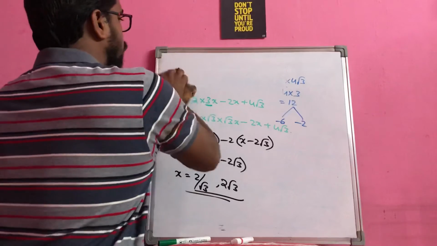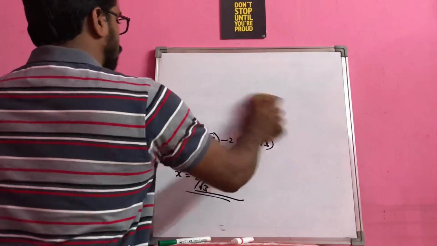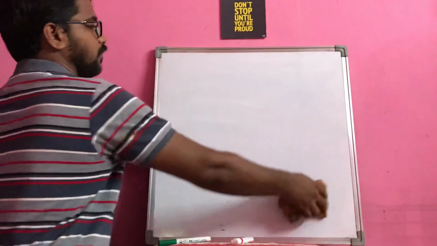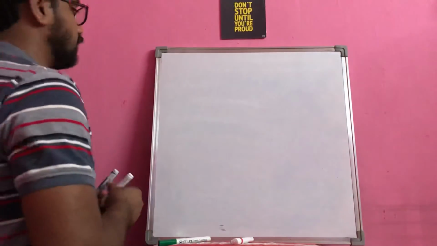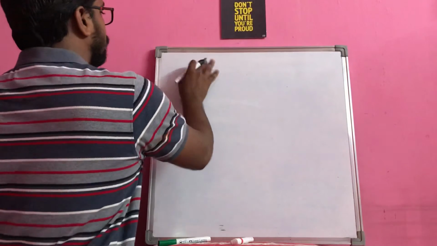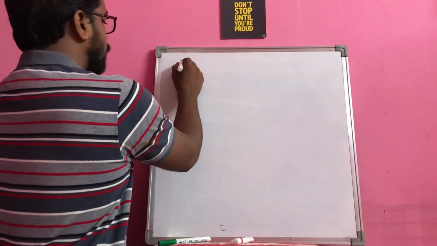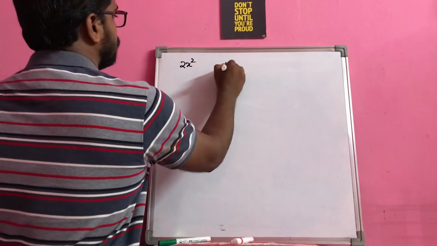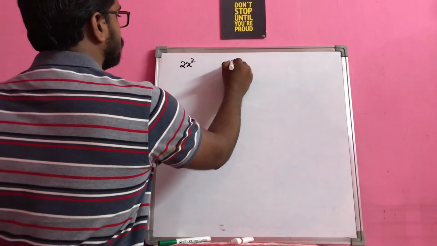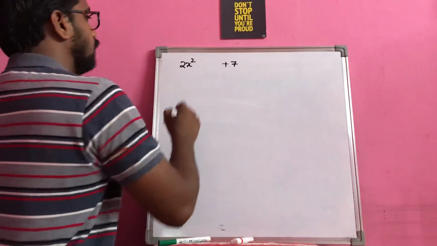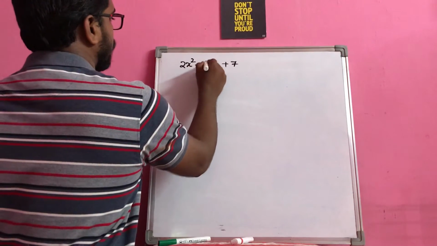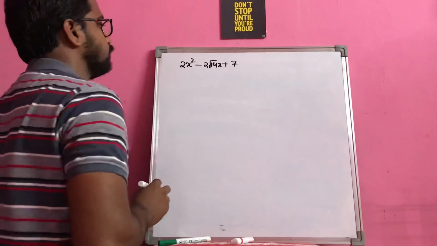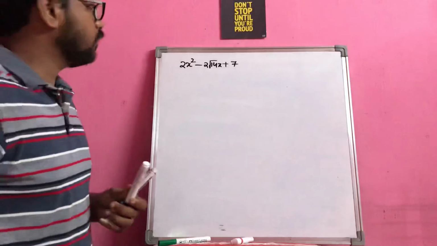Right? Now, let me give you one more question based on that. See, for example, if I have a question like this. 2x square and then say some 7 I am having, and say here minus 2 root 14. Okay, sorry, 2 root 7.